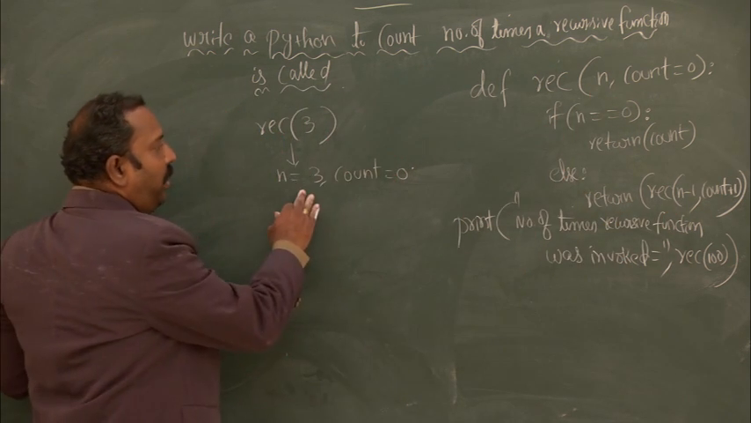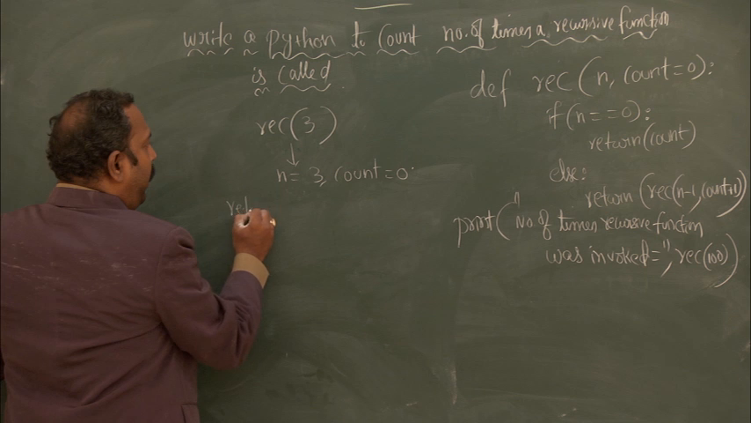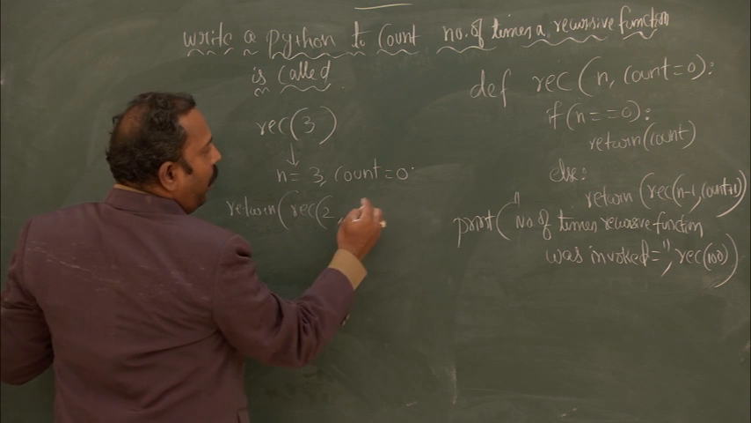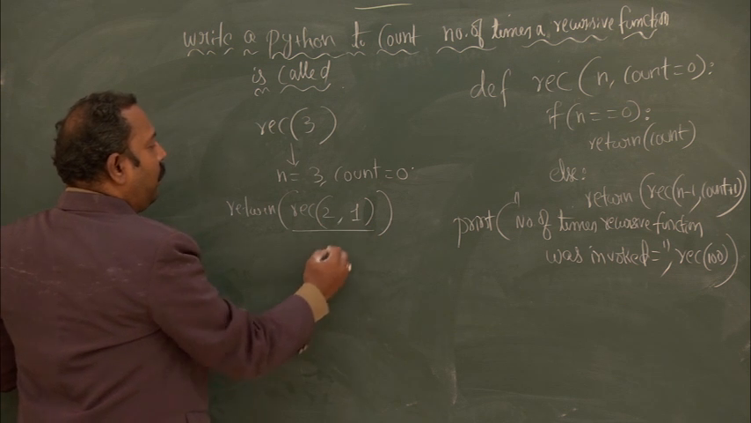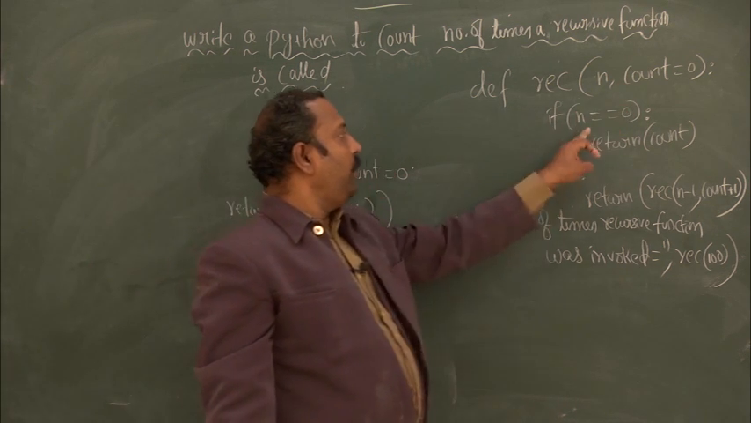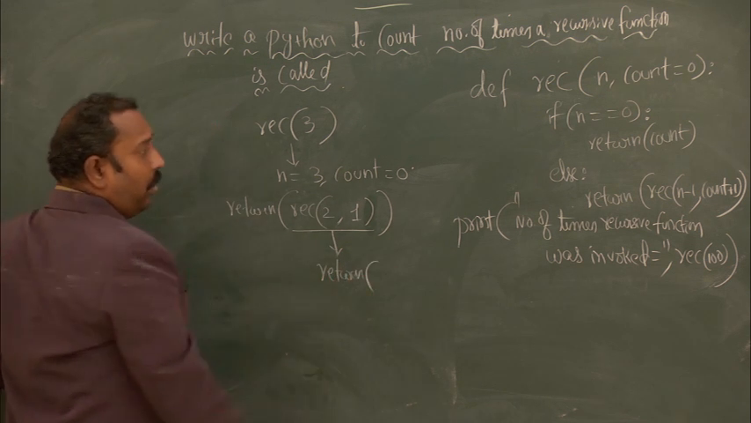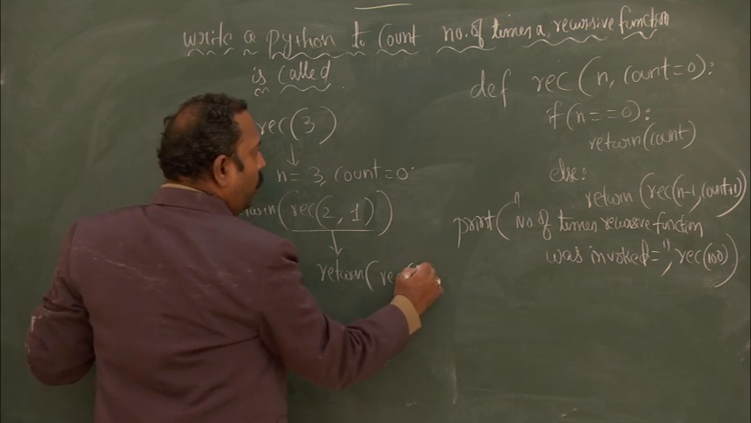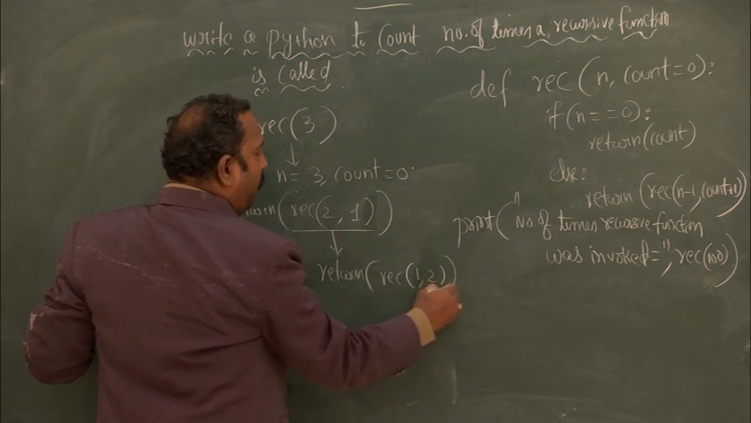So here n is 3. So 3 equal to 0, condition is false. It comes to the else case. So again it will return REC of 3 minus 1, that is 2, comma count plus 1, count value 1. So again there is a function call here. So n value 2, count value 1 now. So n equal to 0, condition is false. Again it will call return of REC of n minus 1. What is the n value here? 2. So 2 minus 1 will become 1, comma, count value will become 2.